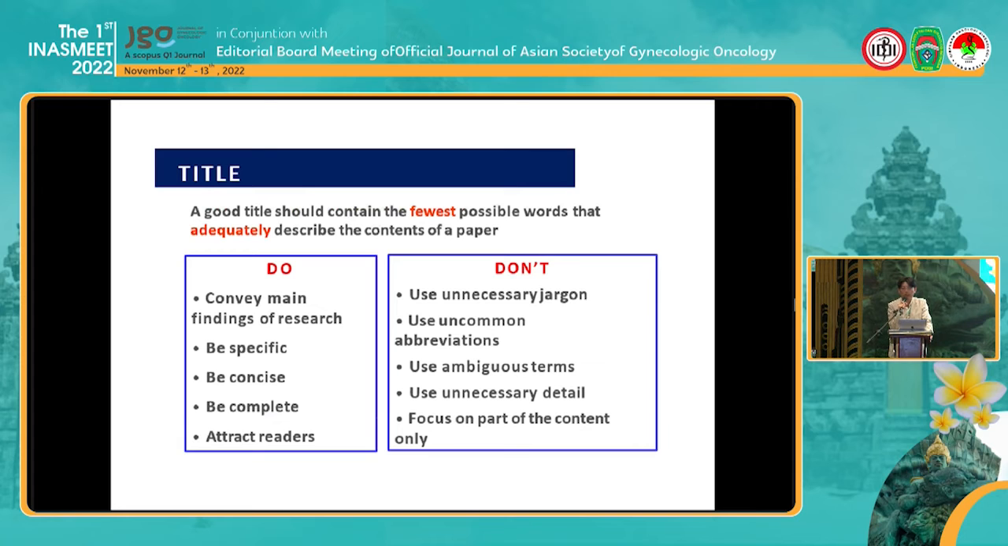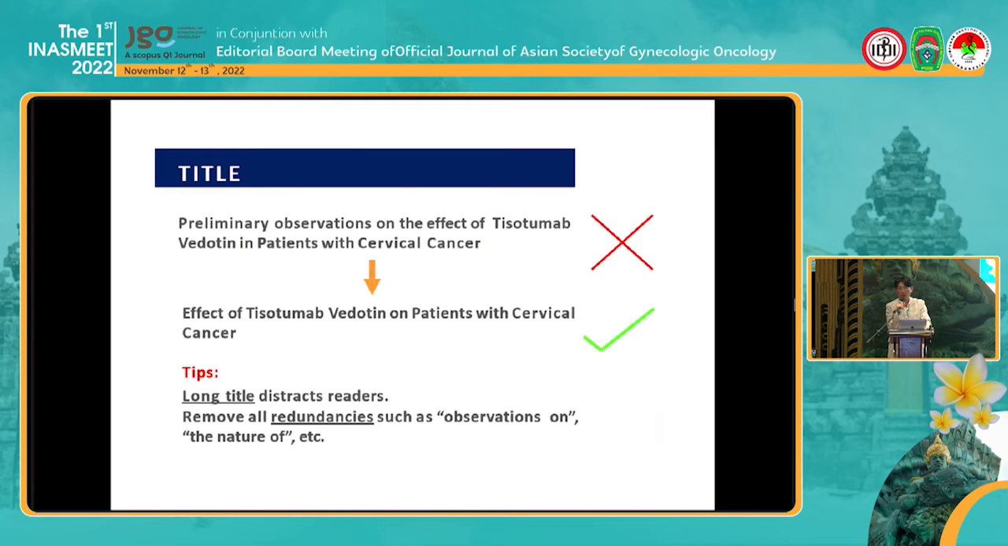For the title, a good title should contain the fewest possible words that adequately describe the content of a paper. It should convey the main findings of the research and be specific, concise, complete, and attract readers. Do not use unnecessary jargon, abbreviations, ambiguous terms, or unnecessary details, and do not focus on only part of the content. This is a badly prepared title example: preliminary observations on the effect of tisotumab in patients with cervical cancer. This title is too long, so remove all redundancy, the words observations and preliminary. It can be changed to effect of tisotumab on patients with cervical cancer. It is a more appropriate title.